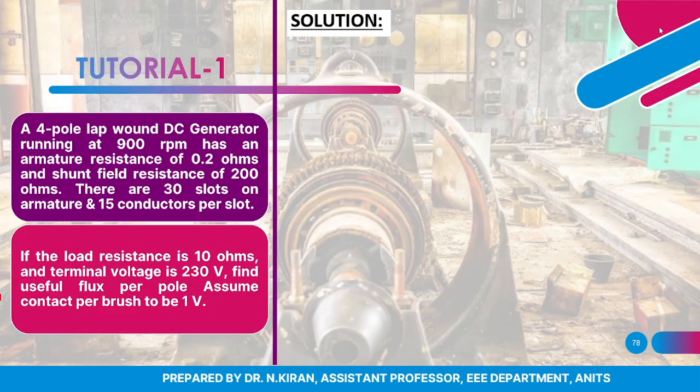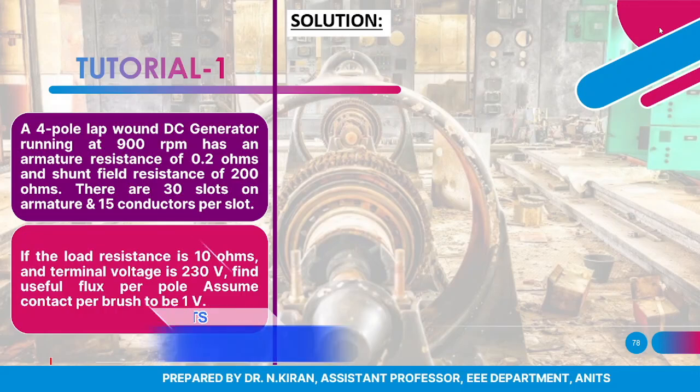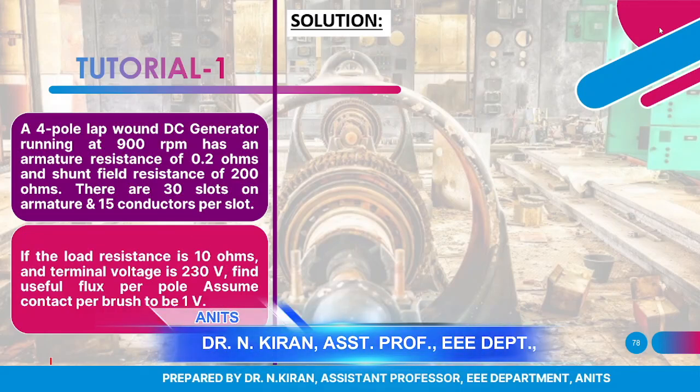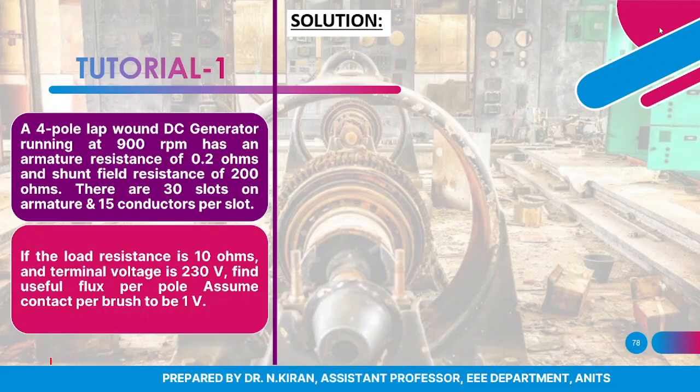So the first tutorial: a 4-pole lap wound DC generator running at 900 rpm has armature resistance of 0.2 ohms and shunt field resistance of 200 ohms. There are 30 slots on armature and 15 conductors per slot. If the load resistance is 10 ohms and terminal voltage is 230 volts, find the useful flux per pole. Assume contact drop per brush to be 1 volt.